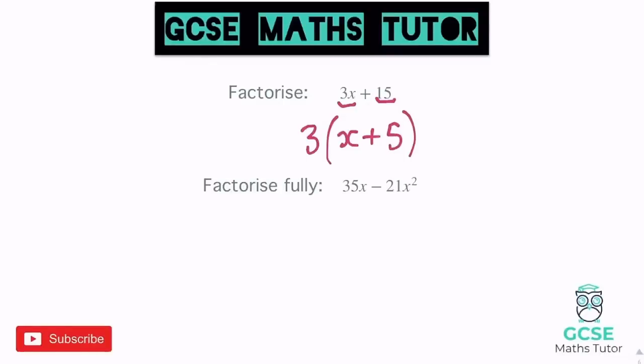Now this next one says factorise fully, and that's because there's more than just one thing that comes out of the bracket in this one. So in that one above there was just a 3 that came out. So here we're going to have two things, and let's have a look at both these pieces. So we've got 35x and 21x squared.